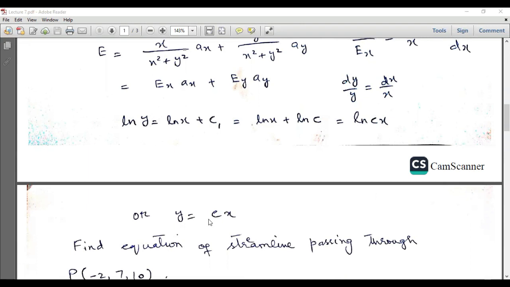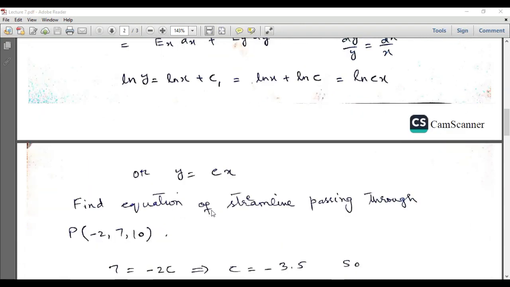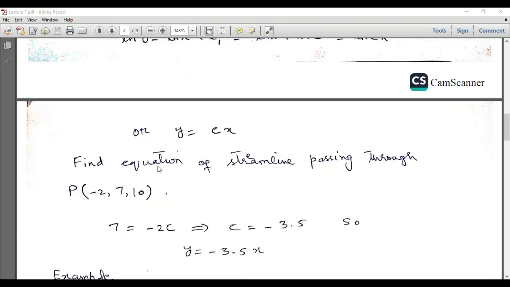Here we have to find out the value of this constant, and we are given this point. So we can put the coordinates of this point into this equation. So say 7 is equal to minus 2c. So c will be equal to minus 3.5. So the equation of the streamline will become y equal to minus 3.5x.